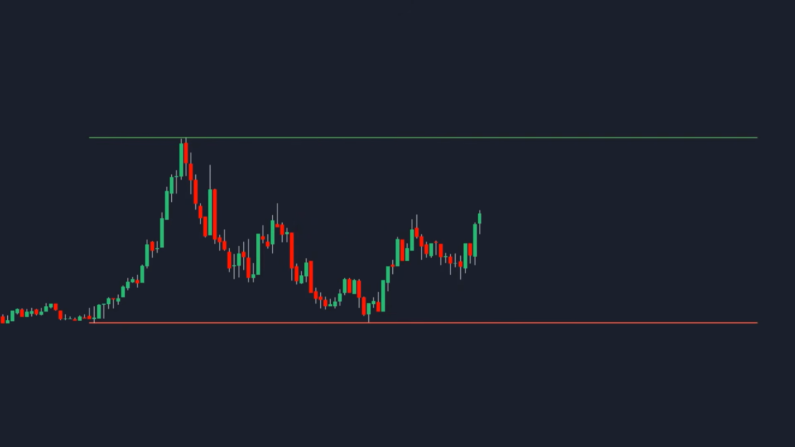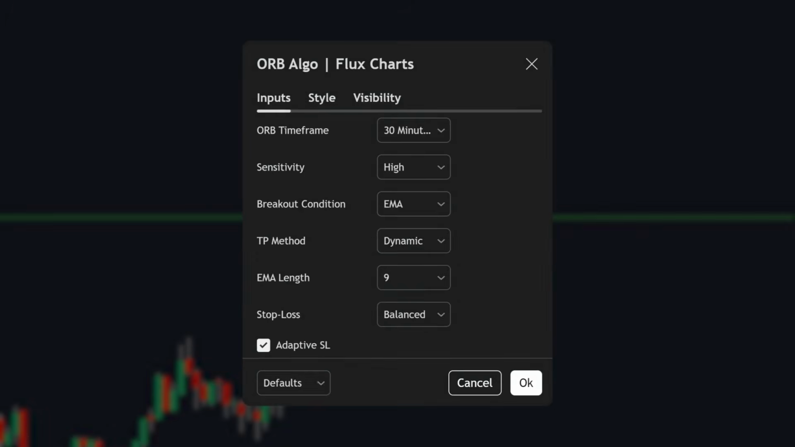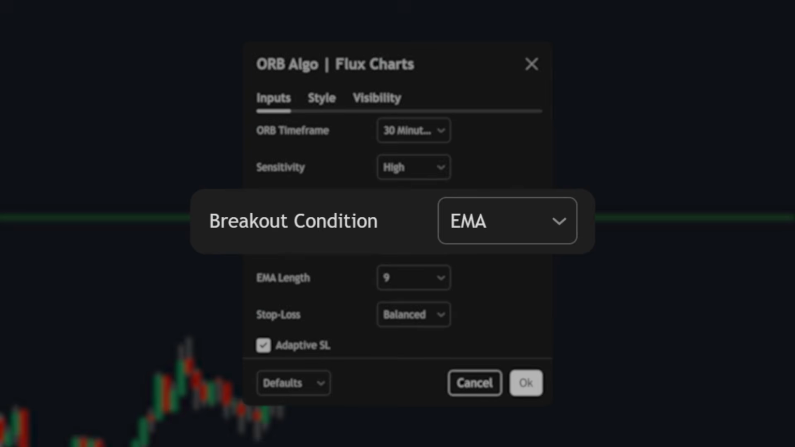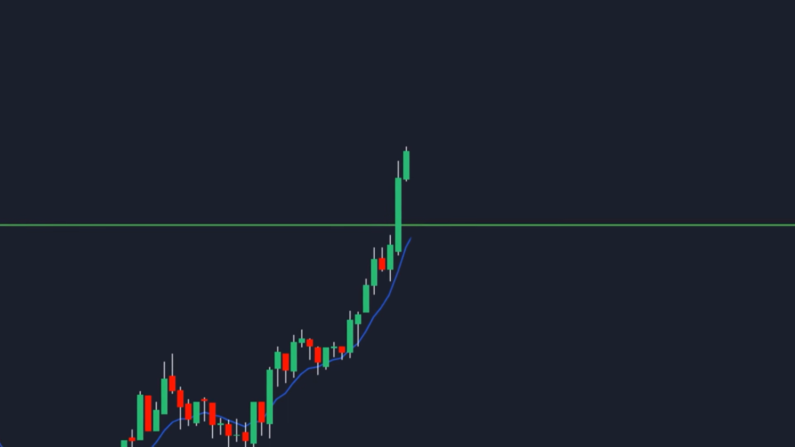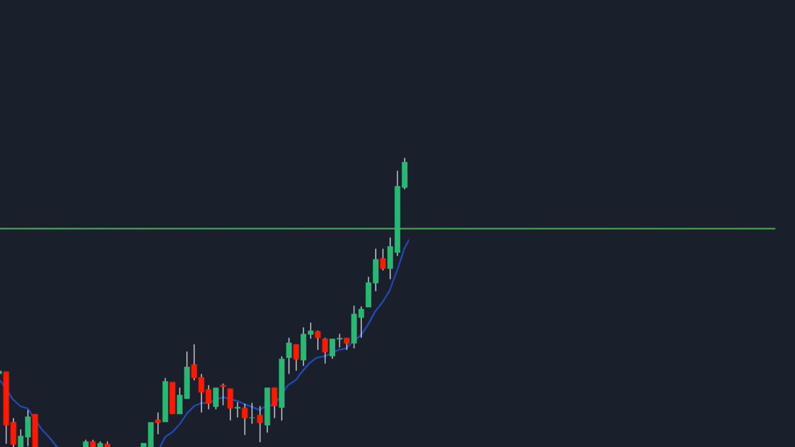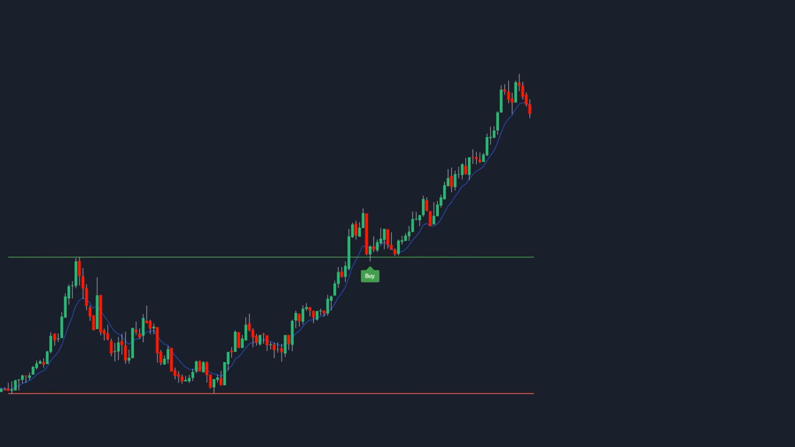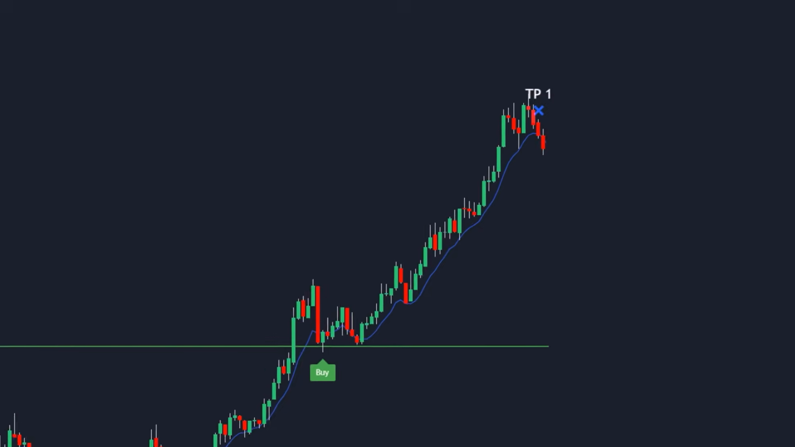Now, let's look at another example, a bullish breakout. Price breaks above the range high, but this time we're using the EMA as the breakout condition. The candle closes above the range, but the EMA doesn't, so the indicator didn't give any signal. That fake breakout would have trapped most traders, but the indicator doesn't budge until the EMA confirms the move. A few bars later, the EMA confirms it. Fire your entry and wait for it to hit the take profit levels. That's the power of combining breakout logic with dynamic filters.